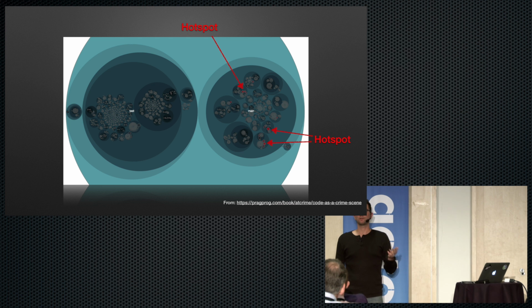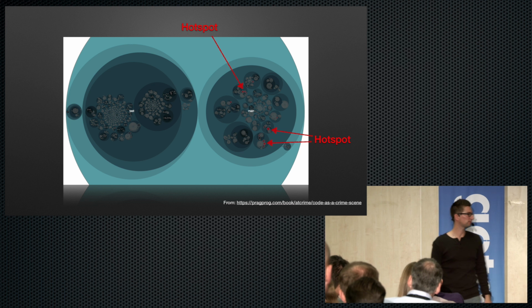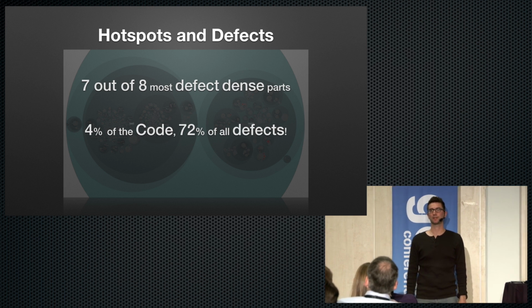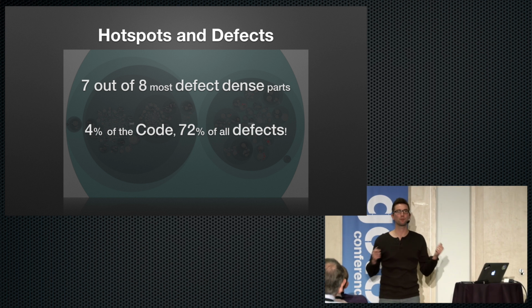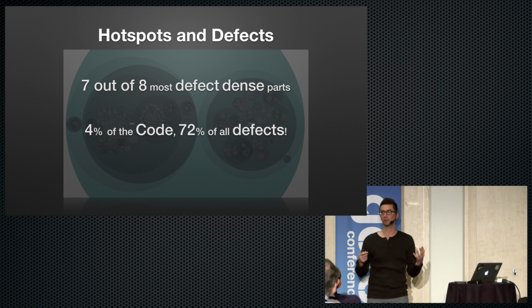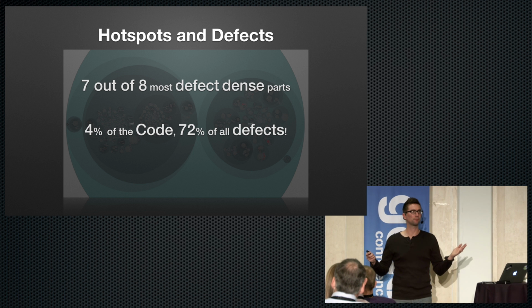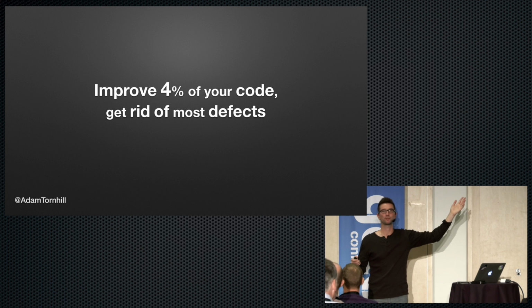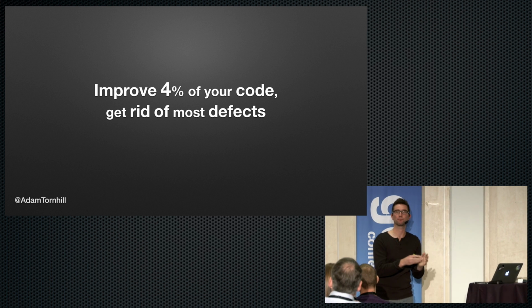And I looked for an overlap with the hotspots. I kind of looked at the predictive value of hotspots. And what I found out was really interesting. I found out that the hotspots identified 7 out of the 8 most defect-dense parts. Even more interesting, the hotspots only made up 4% of the code, yet that code was responsible for 72% of all defects. Or if we turn it around, in this particular system, if you improve just 4% of that code, you get rid of the majority of your defects. And the hotspots show you exactly the parts of your code base that matters the most right now.